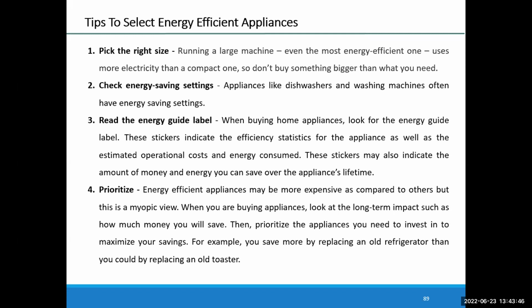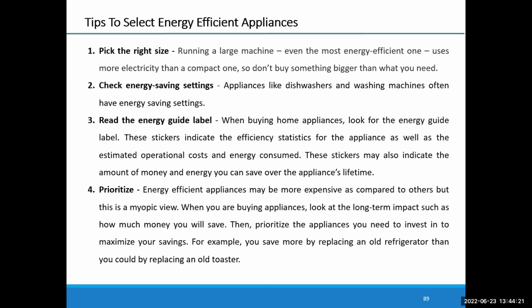Read the energy guide label. When buying home appliances, look for the energy guide label. These stickers indicate the efficiency statistics for the appliance as well as the estimated operational cost and energy consumed. These stickers may also indicate the amount of money and energy you can save over the appliance lifetime.